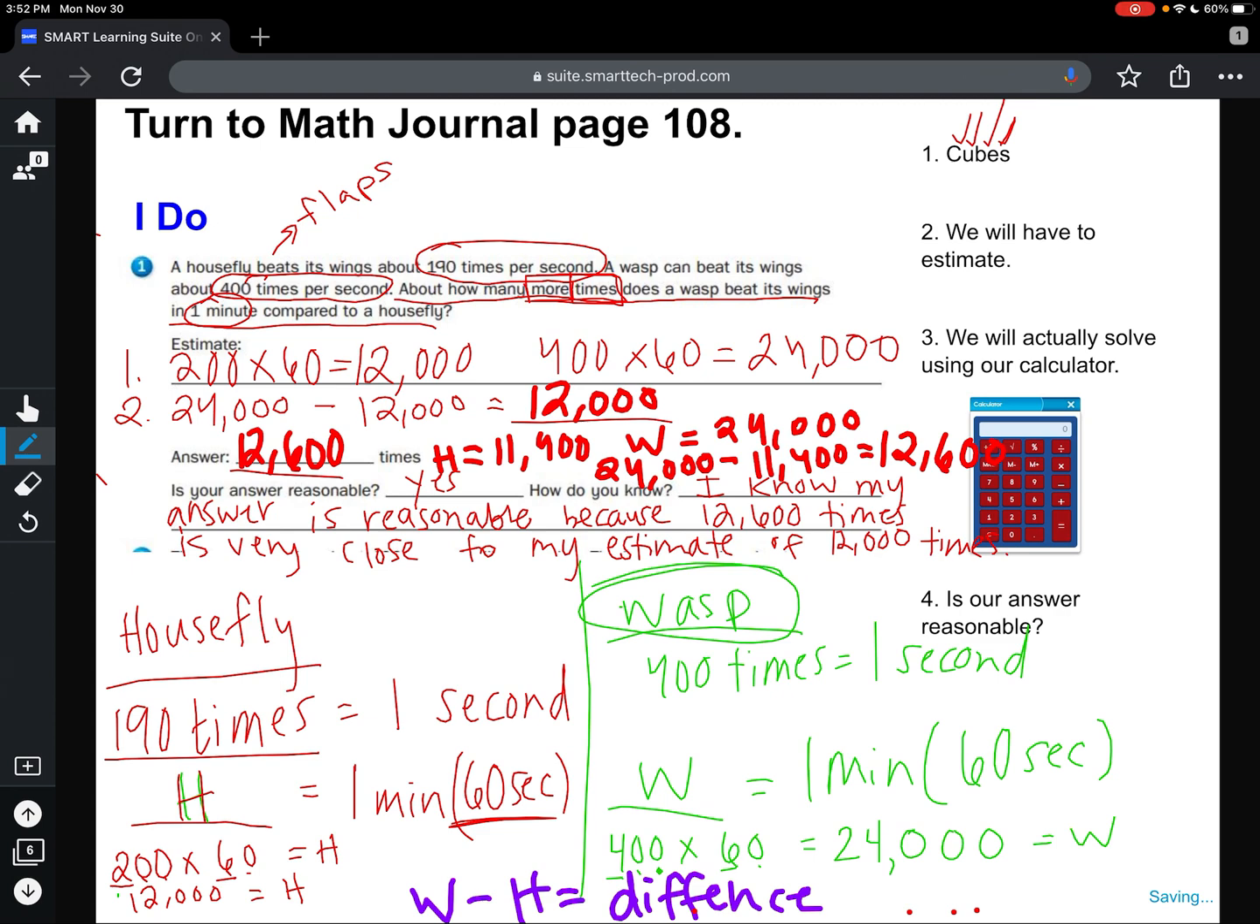Okay, so we did cubes, we found our estimate, we solved with the calculator, and we figured out if our answer was reasonable. These problems take a lot of thinking and a lot of work, don't they? Go ahead and pause your video, copy this down, and then we're going to move on to the next problem. You need to have all of the same work that I have on my page shown. You need to have where it says housefly written down with all of that information, wasp, all of it needs to match mine.